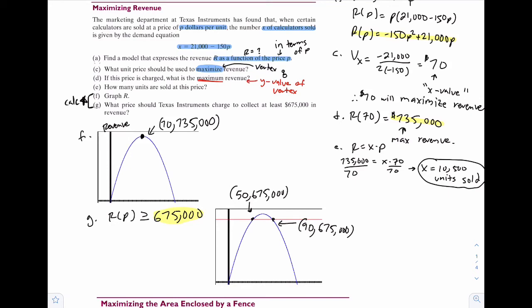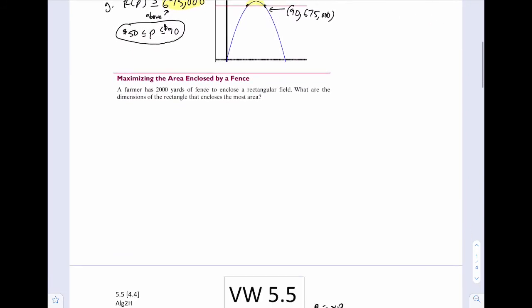We're wondering when we'll collect at least 675,000, which means we want this revenue function to be above that line. So we're really focusing right here. That's the solution. So if you're this company, you would tell them, well, we want to charge between $50 and $90. And that would make sure we earn at least $675,000. Okay, let's go to our next example.